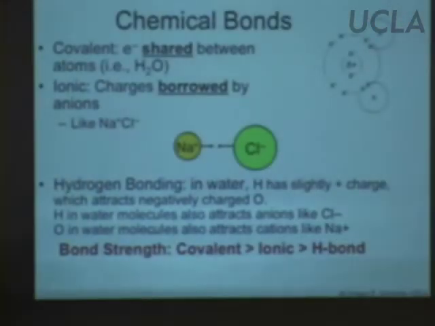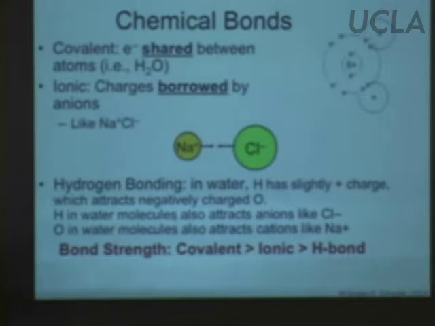So on Friday we started talking about chemical bonding. In particular, that there are different types of chemical bonds. There are covalent bonds where electrons are being shared between atoms. And in fact, water molecules are an example of covalent bonding. The hydrogens and the oxygens sharing electrons to form a bond, and those are very strong bonds.